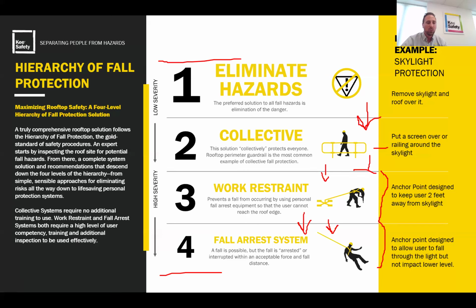So the question becomes, what is the best solution? We want to eliminate hazards. If we can't eliminate, we want to integrate barriers. If we can't integrate barriers, we want restraint. And if last resort, we want to do fall arrest.